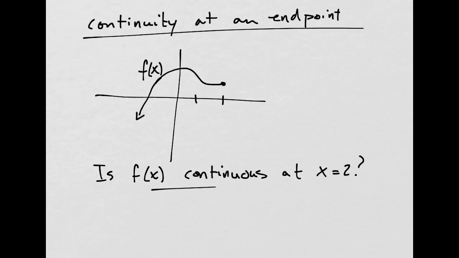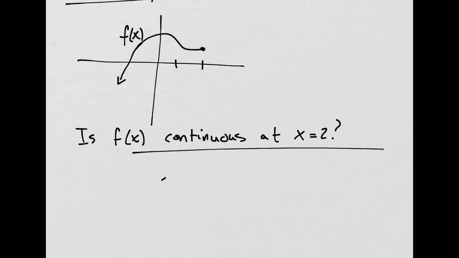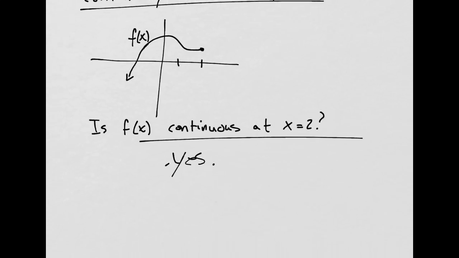So the question here is, is f of x continuous at x equals 2, and the answer is yes because we have a filled in hole. So this would be yes. This is by definition for an endpoint continuity, or being continuous at an endpoint.